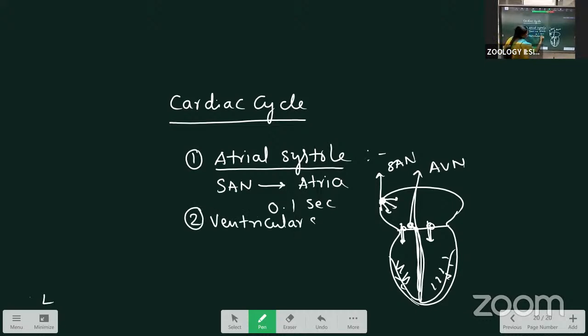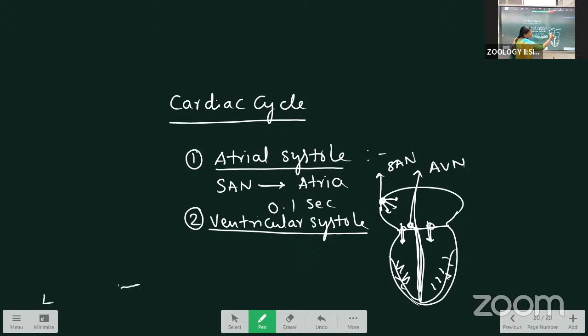Ventricular systole. In atrial systole, the action potential reaches the atria. The atria contract and the blood comes to the ventricles. The ventricles are filled by the blood.